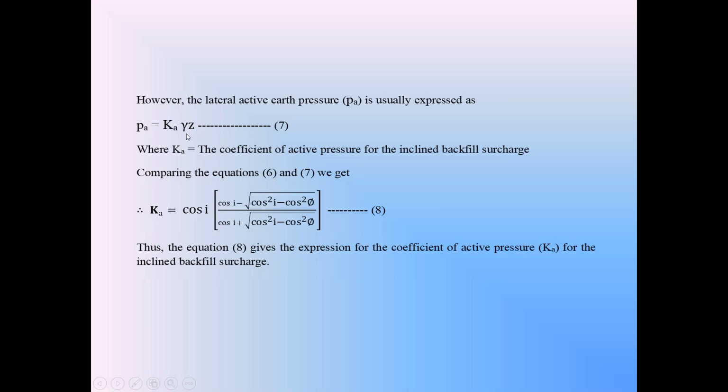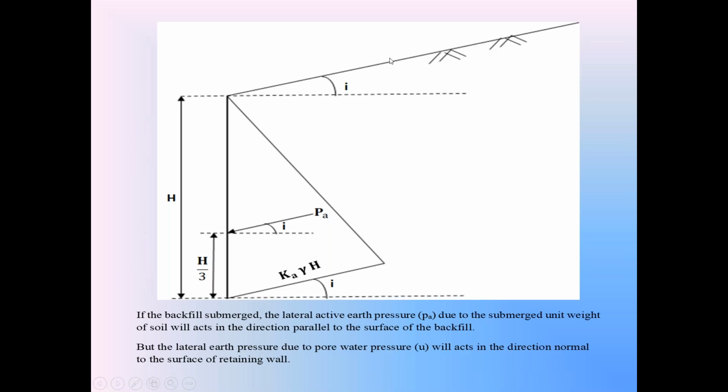From this equation, we can understand that at the top of the backfill, z is equal to 0, so PA is equal to 0. At the bottom of the retaining wall, z is equal to H, so PA is equal to Ka into gamma into H. This is the distribution diagram. So for the inclined surface of the backfill, at the top of the backfill the active earth pressure is 0. At the bottom of the retaining wall, the active earth pressure is Ka into gamma H, but in this condition the distribution diagram is parallel to the inclined surface. It is not horizontal; it is parallel to the inclined surface, having a value of Ka into gamma into H.